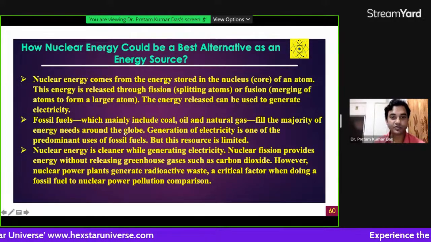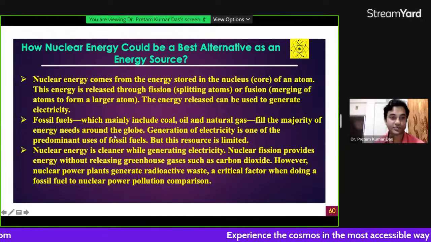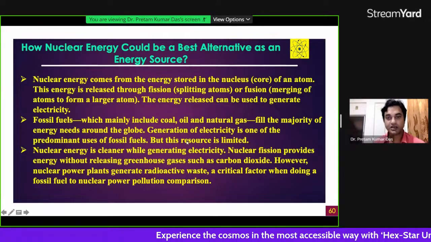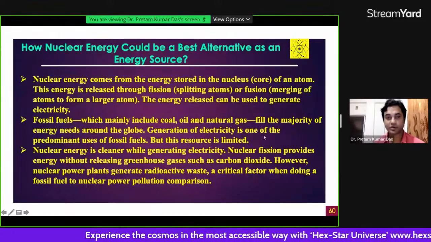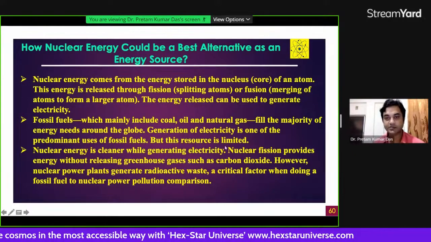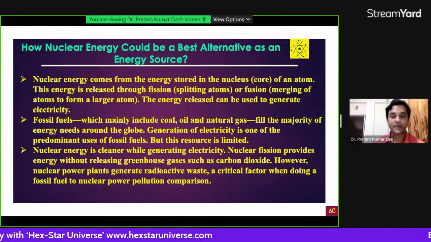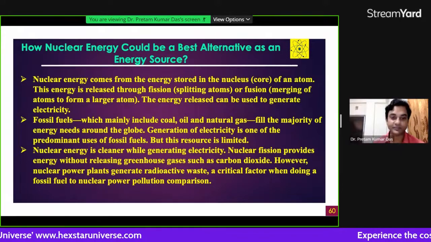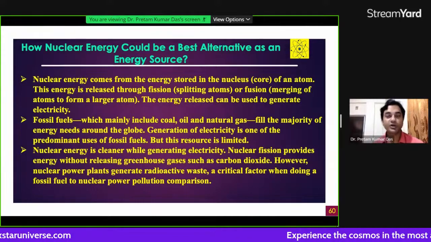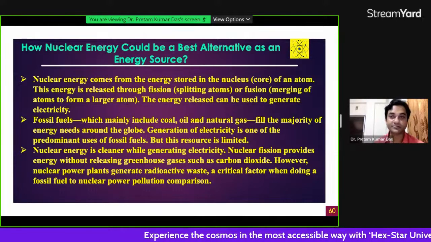And fossil fuels, which mainly include coal, oil, and natural gas, fill the majority of the energy needs around the globe. Generation of electricity is one of the predominant uses of fossil fuel, but this resource is limited, so it will finish after a certain time. So we need to find another, alternative energy source.